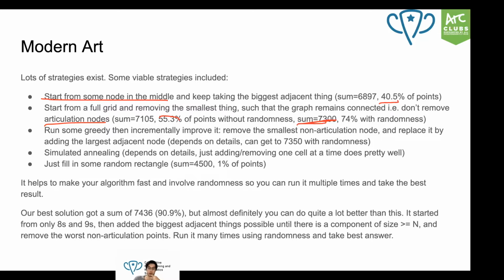In that case, you get 74% of the points through this strategy, roughly. Some other greedies: instead of starting with the whole grid, you can do the first one and then incrementally improve it by removing non-articulation nodes. You can't remove articulation nodes, so you remove the best non-articulation node, the one that will increase your score the most by removing it, so the smallest one, and add the largest one that's not currently in your set, such that it remains connected.